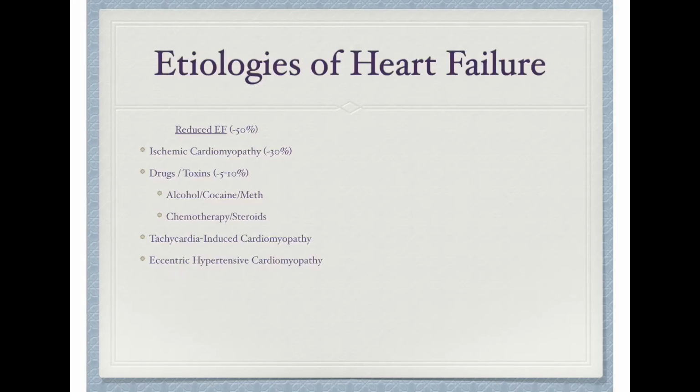Although hypertensive heart disease generally leads to concentric hypertrophy and remodeling of the heart with a preserved ejection fraction, rarely and over time with uncontrolled hypertension, eccentric remodeling will lead to decreased ejection fraction. And so a small subset of patients with hypertensive heart disease will have reduced ejection fraction.